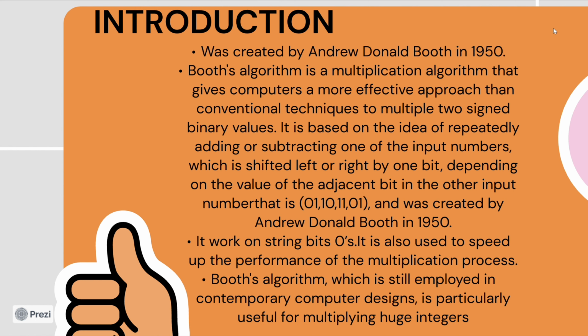number, that is 0 1, 1 0, 1 1 and 0 0. It works on a string of bits of zeros and ones. It is also used to speed up the performance of the multiplication process. Booth's algorithm, which is still employed in contemporary computer designs, is particularly used for multiplying huge integers.